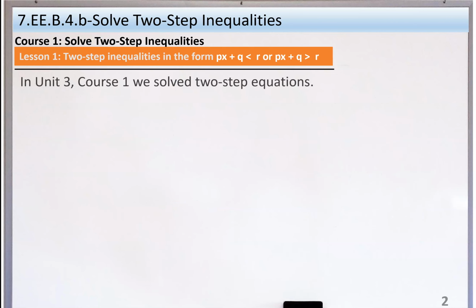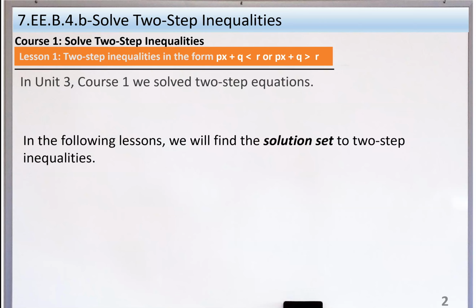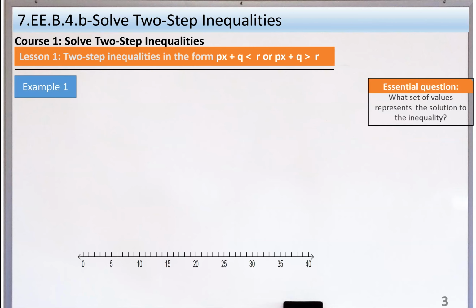So in Unit 3, Course 1, we solve two-step equations. In the following lessons, we will find a solution set. Remember, an inequality has an infinite number of answers. So we'll go to example 1.